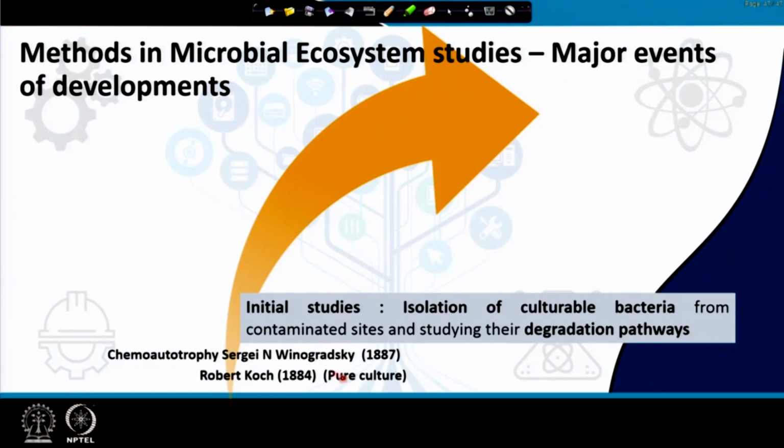Most of these studies were targeted towards isolation of cultivable bacteria. Cultivable bacteria meaning the bacterial strains which are capable of growth under laboratory conditions. So you can grow them under laboratory conditions, that is on an agar plate or in a broth medium, you can see the tiny colonies growing on the agar plate from different contaminated sites and study their degradation and other metabolic processes.